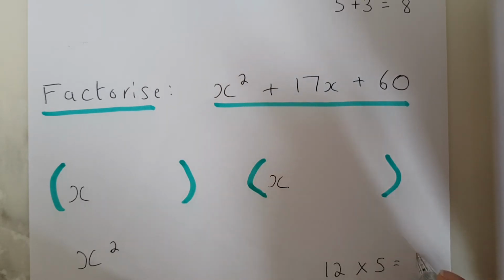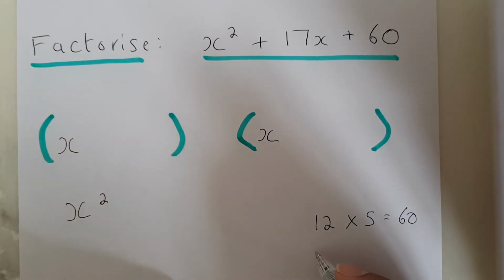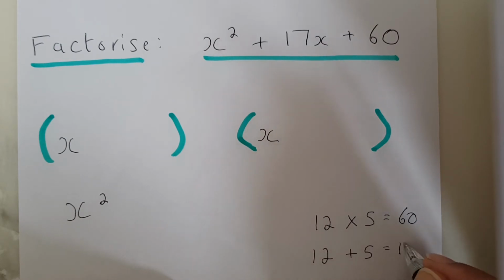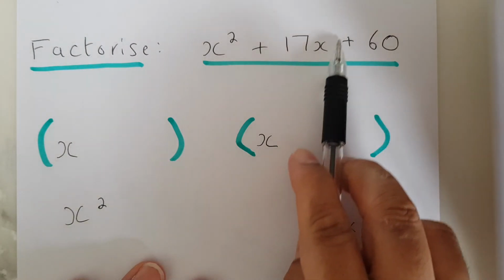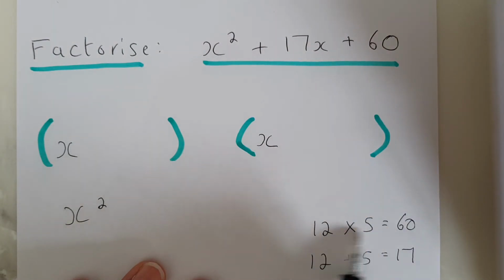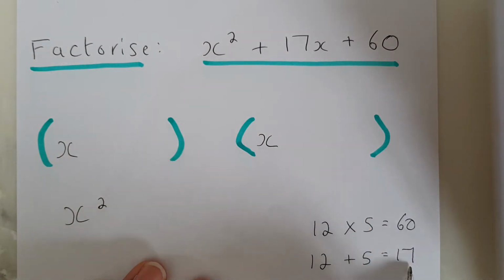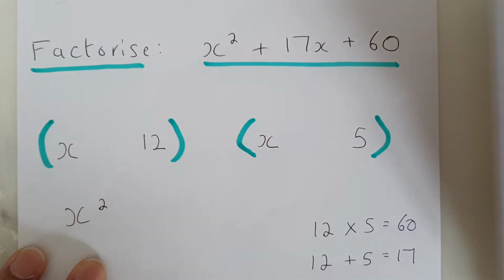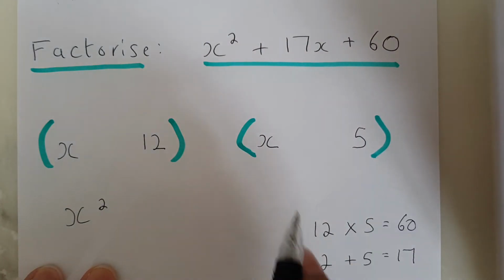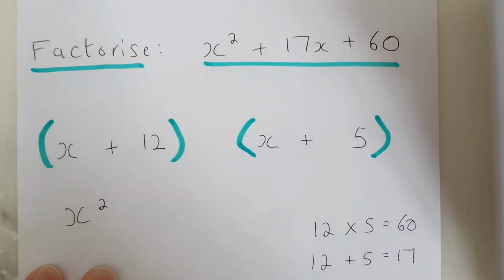Now why do I choose 12 times 5? Because if I add or take away the same numbers, I will get the middle number. So two numbers multiplied together to make 60, which is 12 times 5, and the same two numbers add or take away to make this. So 12 add 5 is 17. So 12 and 5 work, okay? Is it positive or negative? They're all positive, so we're going to put a positive in there.